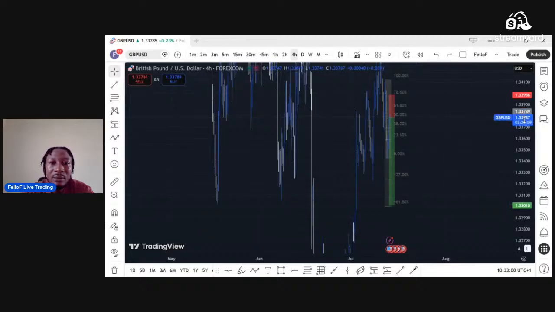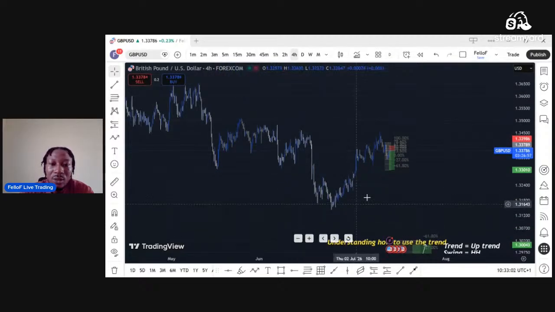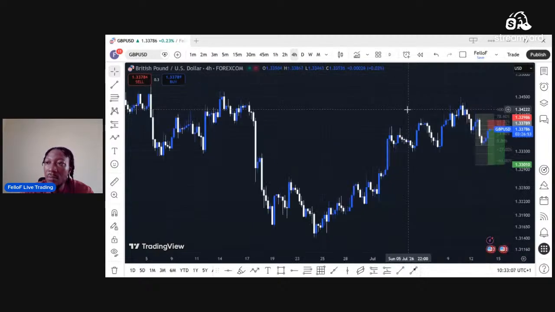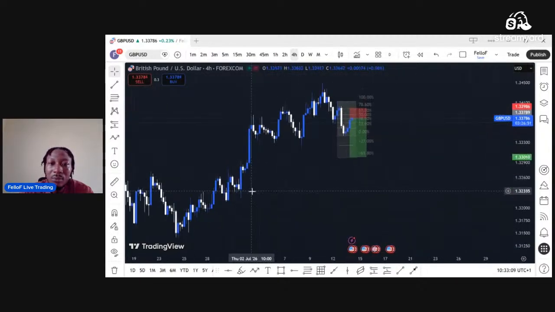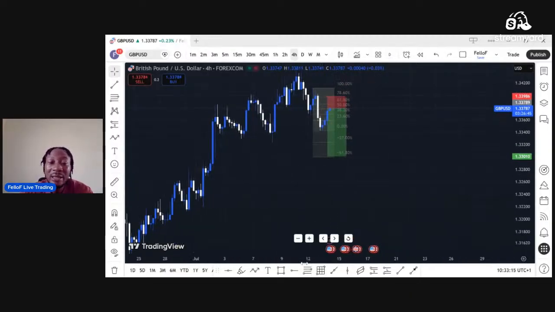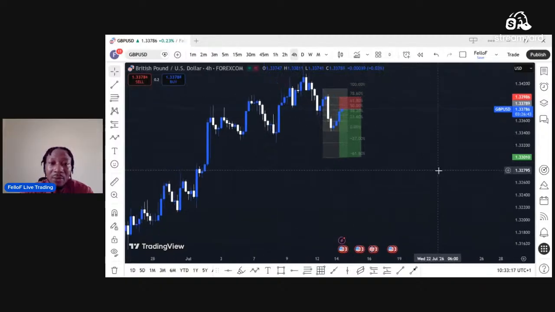So this is it on GBP USD. Okay, we had a buy, a sell yesterday. So this is more like scaling in. Okay, this is more like scaling in.